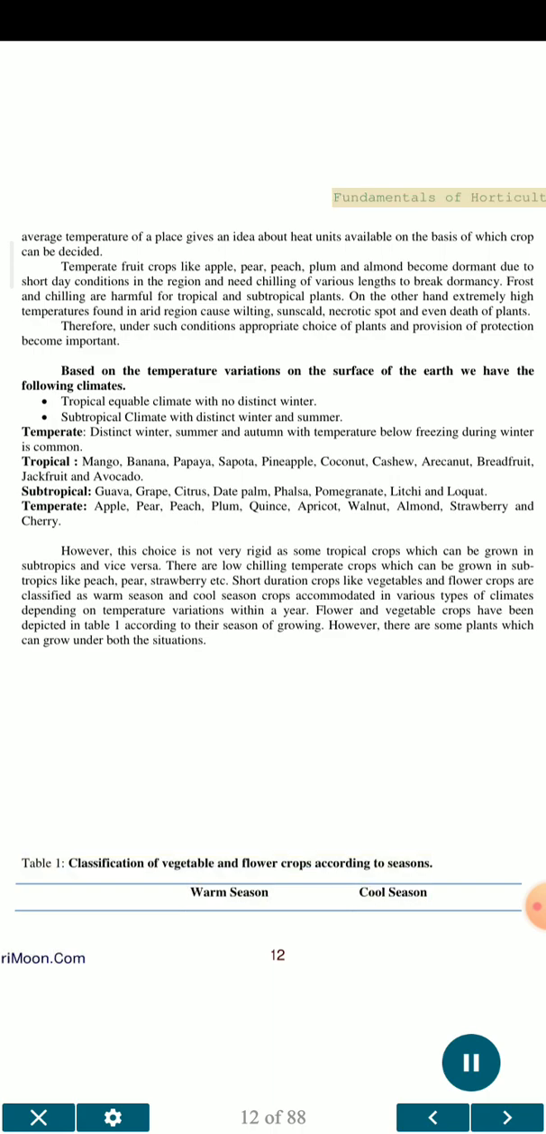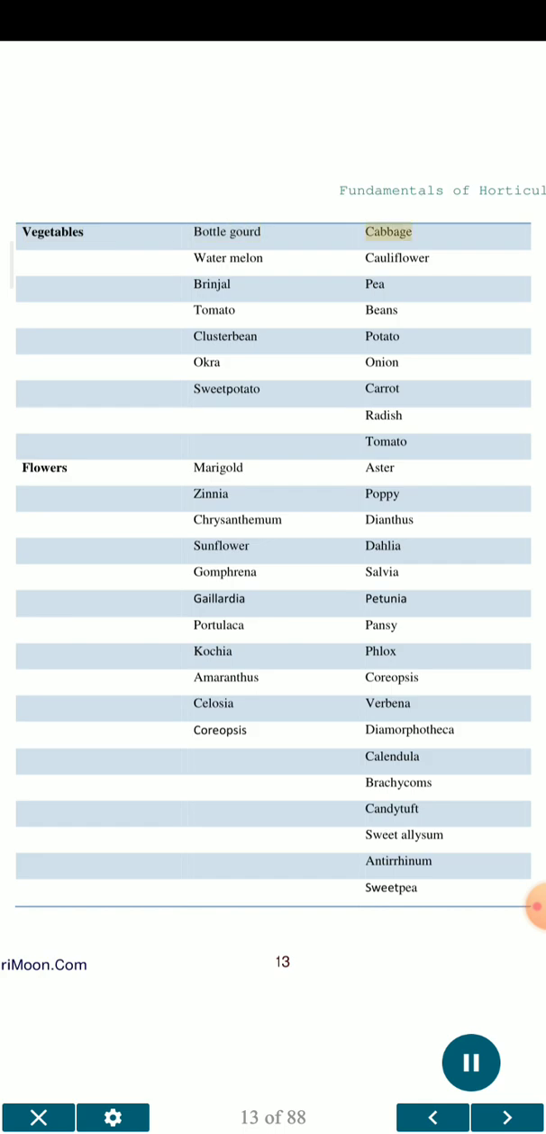Vegetables: bottle gourd, cabbage, watermelon, cauliflower, brinjal, pea, tomato, beans, cluster bean, potato, okra, onion, sweet potato, carrot, radish, tomato. Flowers: marigold, aster, zinnia, poppy, chrysanthemum, dianthus, sunflower, dahlia, gomphrena, salvia, godetia, petunia, portulaca, pansy, kochia, phlox, amaranthus, coreopsis, celosia, verbena, diamorphotheca, calendula, brachycome, candytuft, sweet alyssum, antirrhinum, sweet pea.